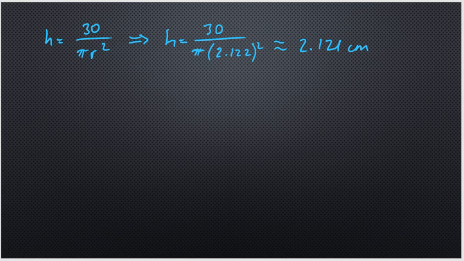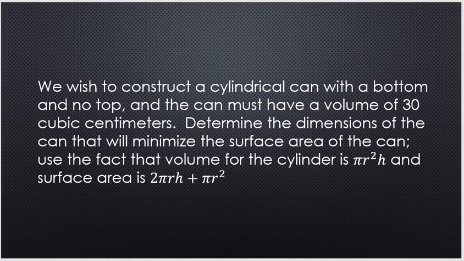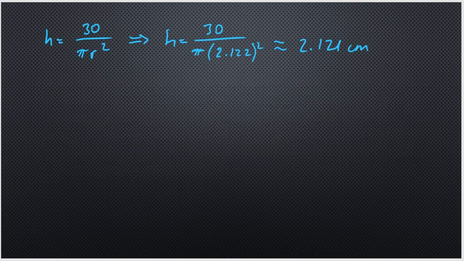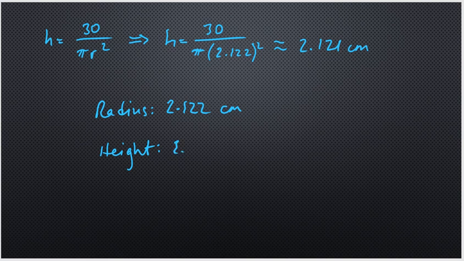Now, be sure to answer the question that we were posed. The question said, determine the dimensions of the can that will minimize the surface area. Again, we're not being asked to find what that minimum surface area is. So we can just say radius, 2.122 centimeters. Height, 2.121 centimeters. And there we go.